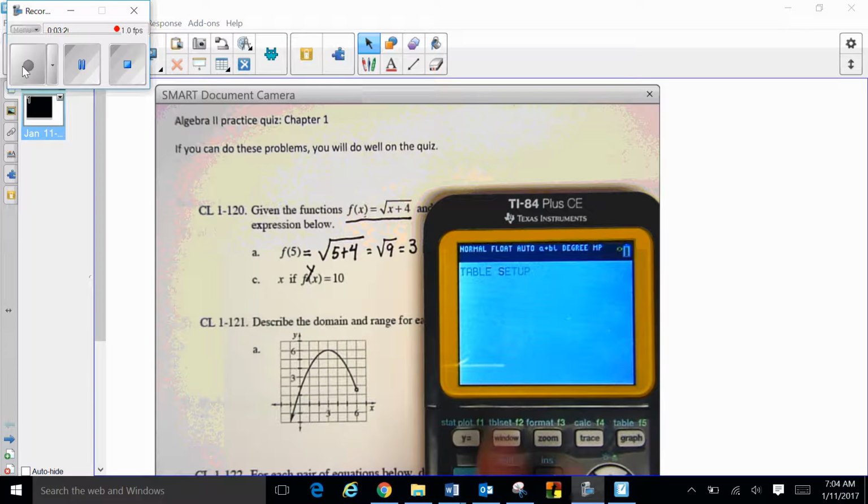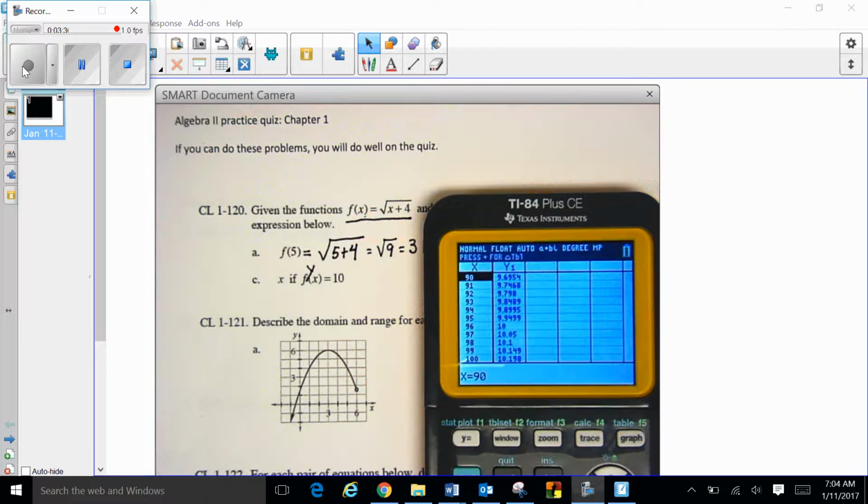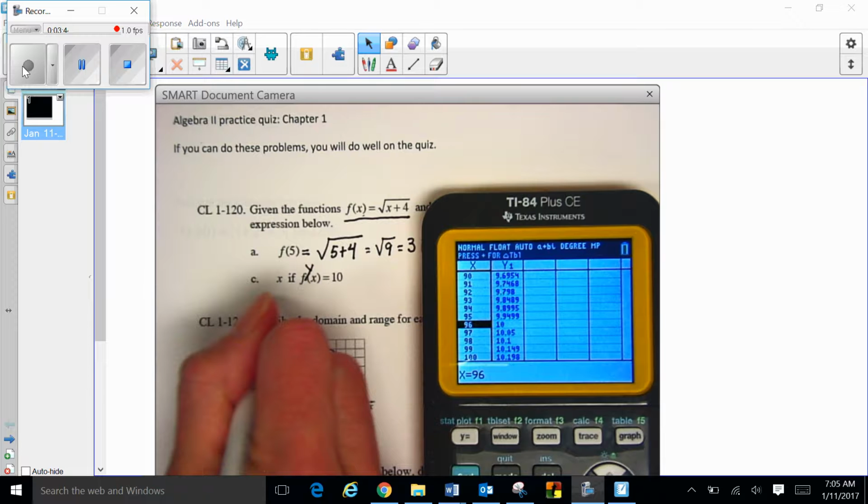I'm going to skip forward by hitting second table set and telling the table to start at 90. I know where the answer is, that's why I knew 90. You would have to kind of guess. But at 90, you can notice that the y values are getting close to 10, 9.6, 9.7. And I get to y equals 10 right here when x is 96.